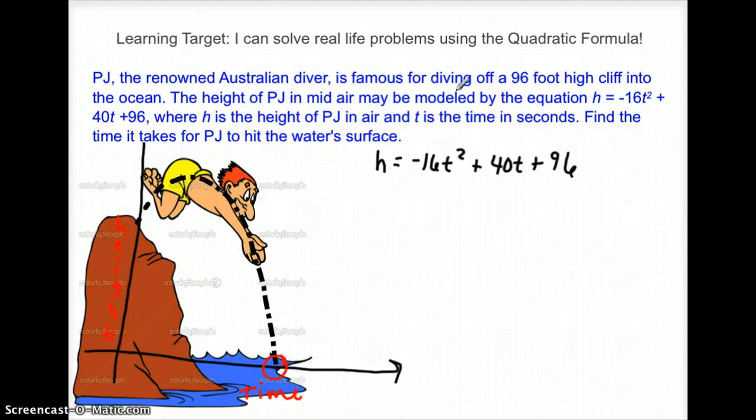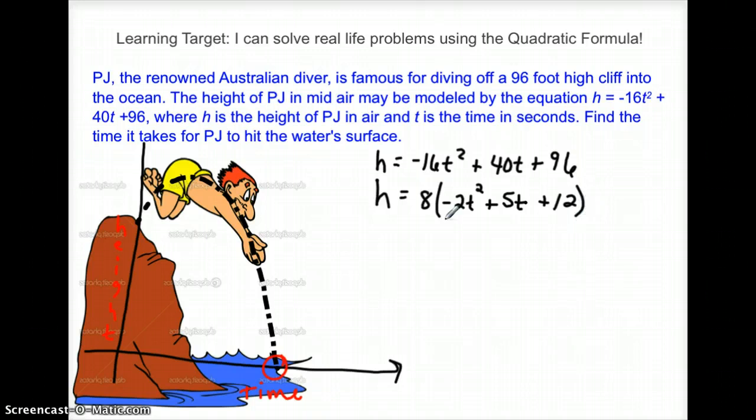We're going to take this and factor it. So let's see, 16, 40, and 96. Do they share a common factor? Indeed, they do. They all are divisible by 8. Remember, you want to go for the biggest. When I divide these three numbers by 8, I get negative 2t squared plus 5t plus 12.